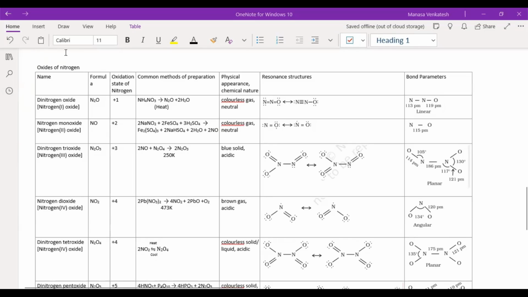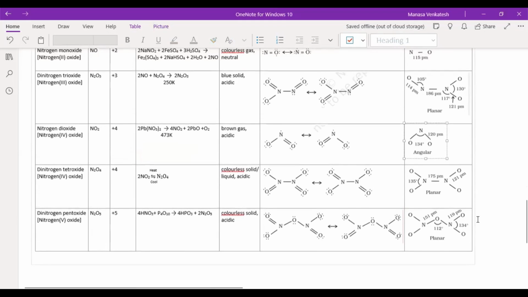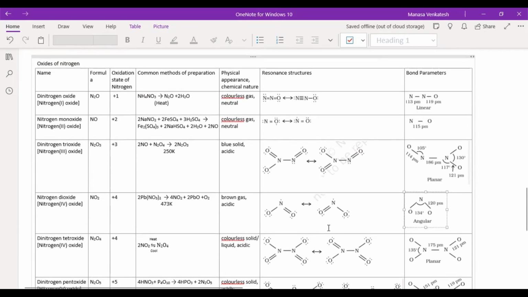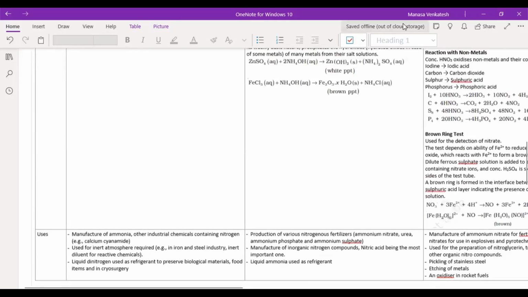So here in this table, you have a compilation of the oxidation state, the formula, the name, the common methods of preparation, their appearance, resonance structures, and bond parameters. Do go through all of these. Since in your textbook it's in two different tables, I instead compiled it into just one, so you can learn it all in one go. With that, we're done with the various compounds of nitrogen.